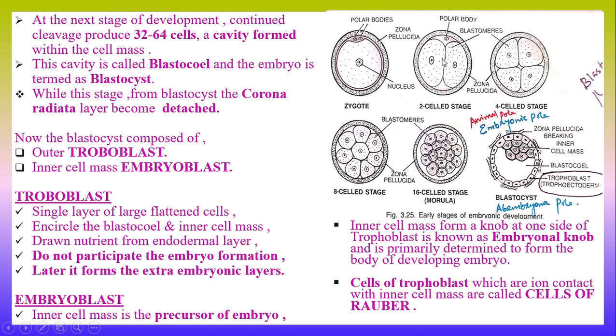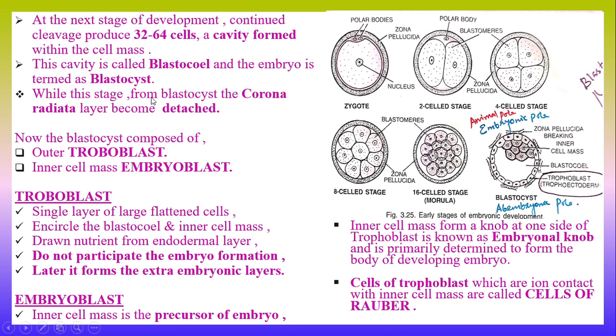The zygote undergoes cleavage to produce daughter cells called blastomeres. 2 blastomeres, 4 blastomeres, 8 blastomeres, 16 blastomeres like that. When the 32-cell stage is reached, a cavity forms inside. What is the name of that cavity? Blastocele. So this is the blastocele of the blastocyst.